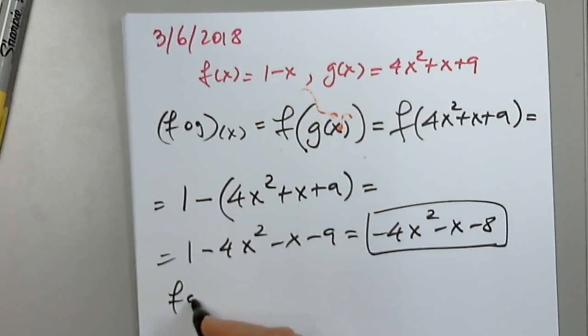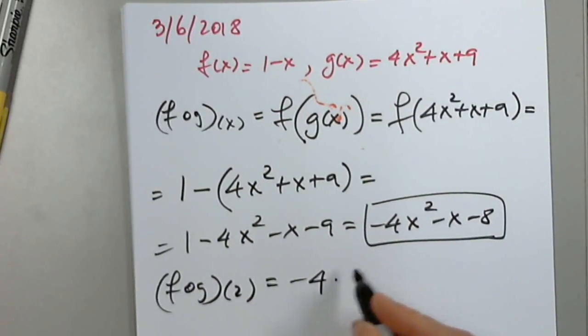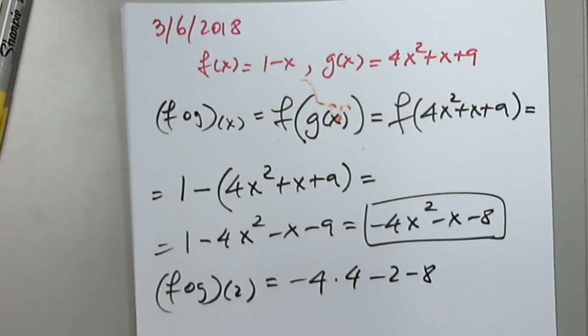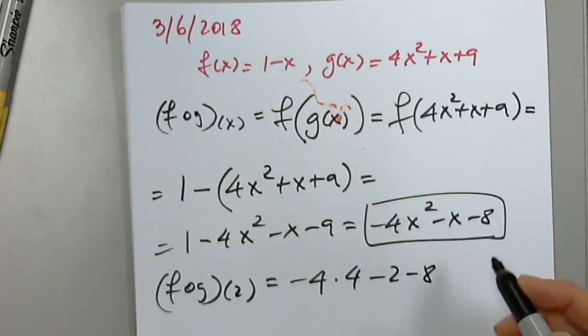Now we are asked to find f comma g of 2, which is negative 4 times 4 minus 2 minus 8. Negative 16, negative 18, negative 26.